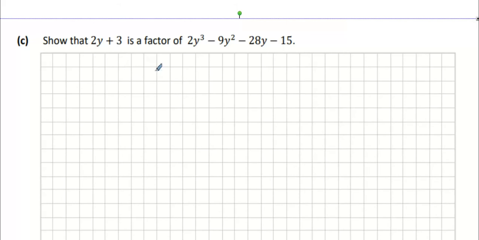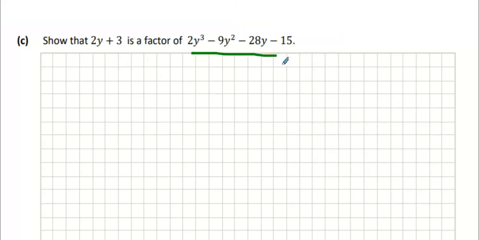Right, show that this is a factor of the following. Well, if it's a factor, it divides equally, in the same way 2 is a factor of 8, because 8 divided by 2 goes in evenly as 4. Okay, so if it goes in evenly, it's a factor. So we're going to do that here.